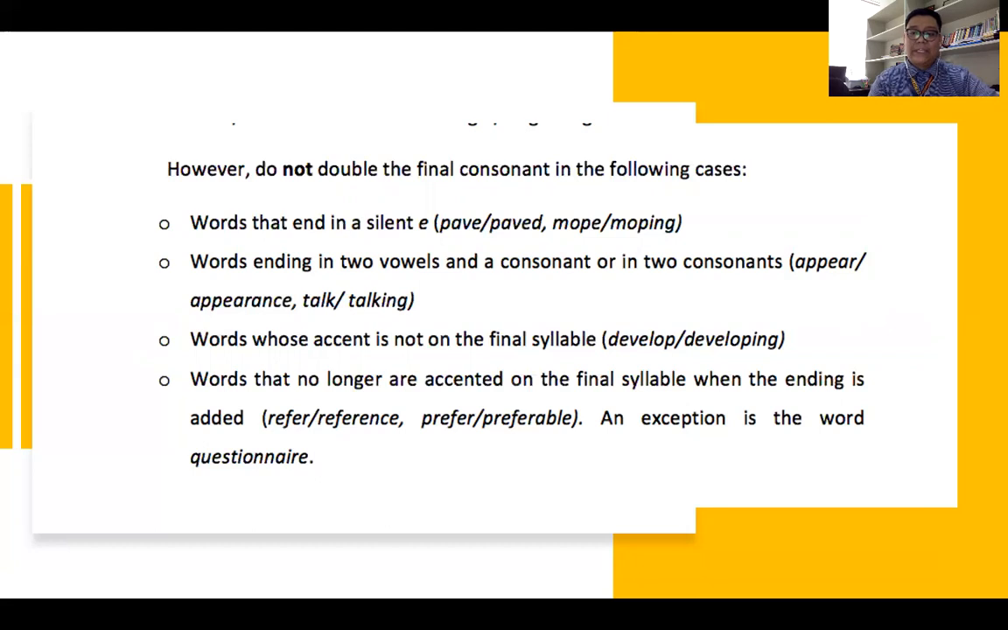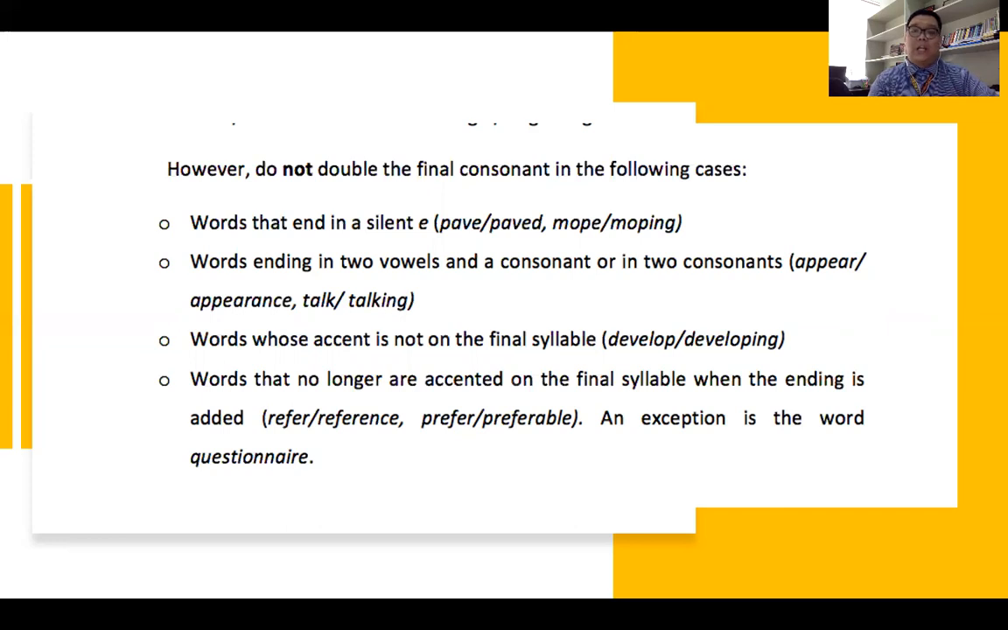For example, in the word appear, there are two vowels already, EA, followed by a consonant. So there's no need for you to double the last letter here. Or it could also be that the vowel is followed by two consonants, or the word ends with two consonants, so you just have to add the affix without doubling the last letter. Third, words whose accent is not on the final syllable, for example, develop. The stress is on the second syllable, developing. So you just have to add ing and no final letter has to be doubled.